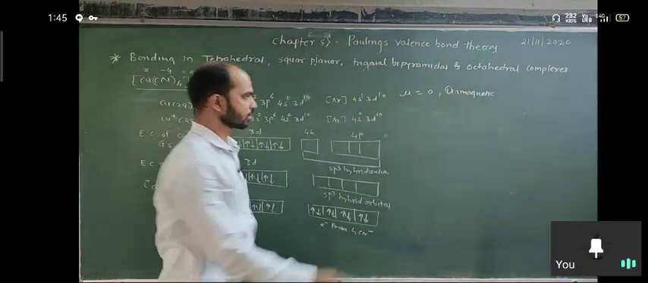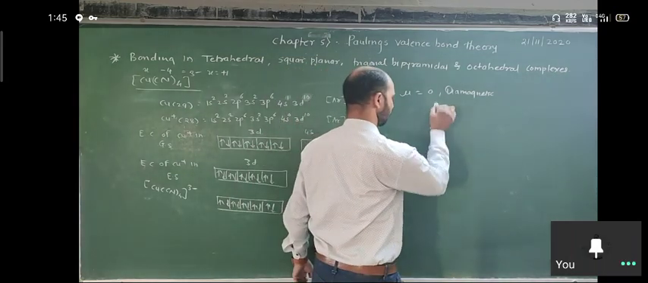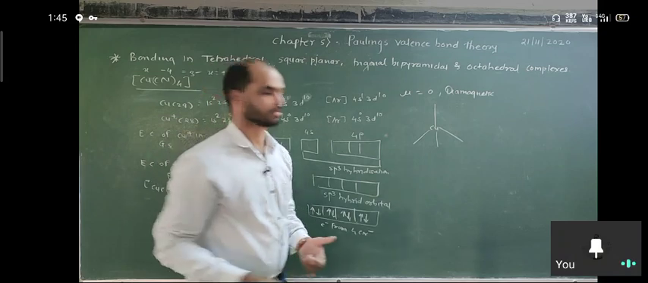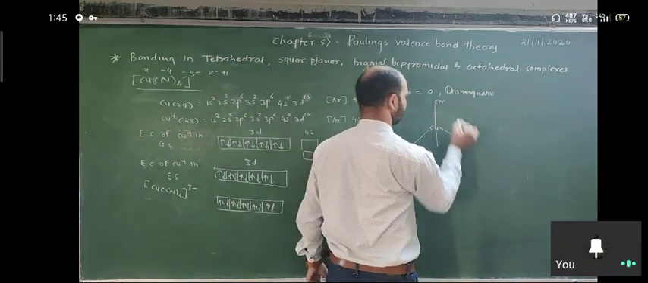And you can draw the structure. Cu, the hybridization is sp3, that means the geometry is tetrahedral.